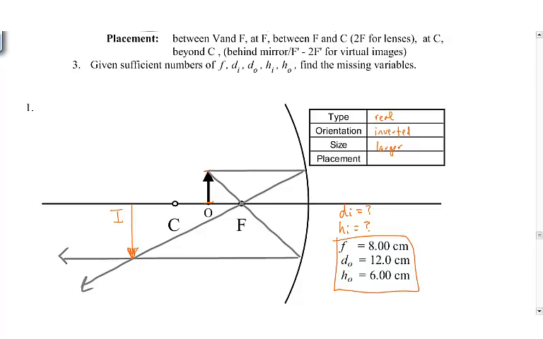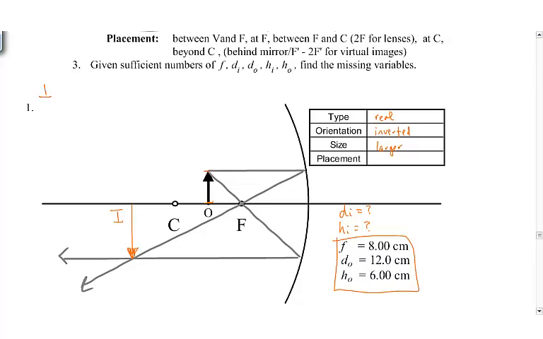We can do the same thing with the distance of the object to the mirror, so we could measure that distance to the center, and the same thing with the image distance. So those are the values that we're actually calculating with the mirror and lens equation. So first up, let's find the distance to the image.